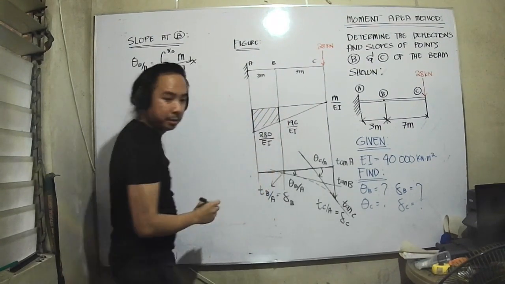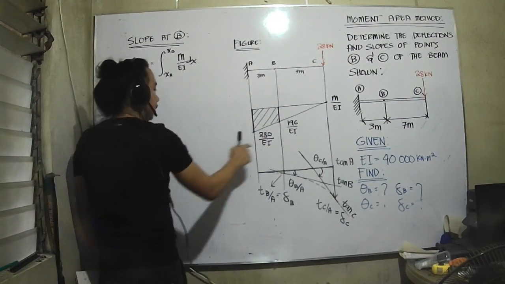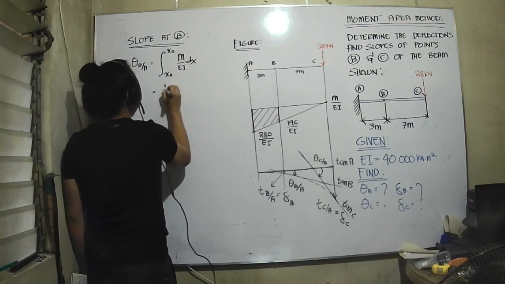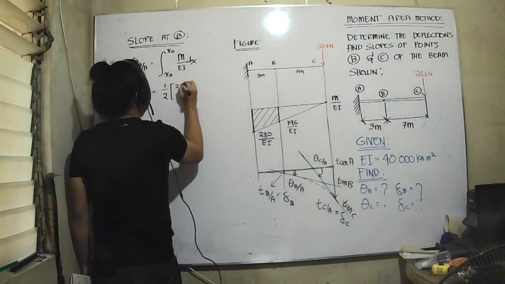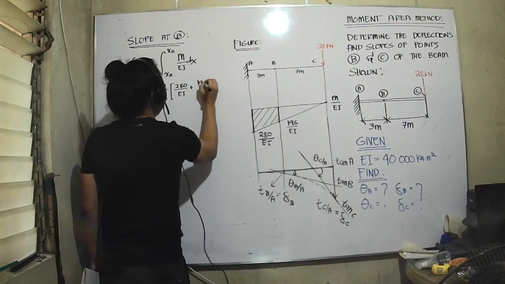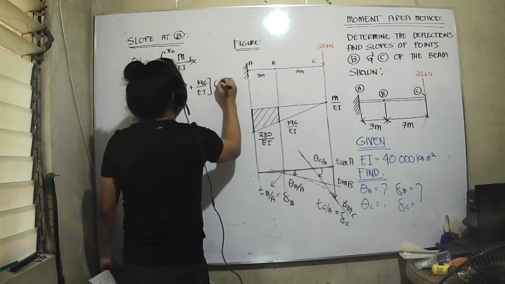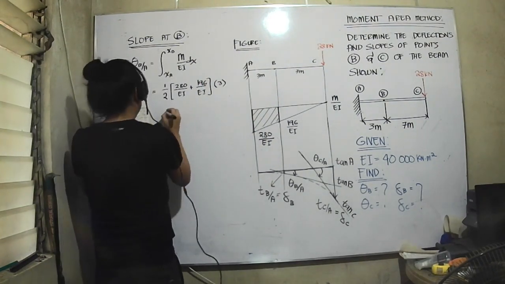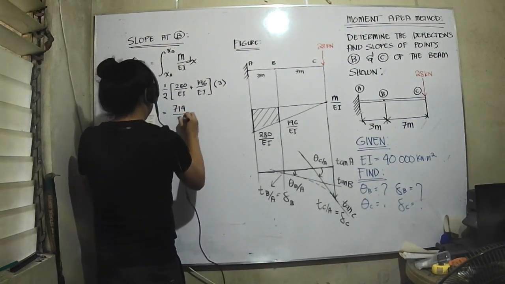How do we solve for that area? We have 280 and 196. So, that is a trapezoid. So, just one half times the average of the heights, which is 280 over EI plus 196 over EI, multiplied by the width, which is 3 meters. And we will just have 714 over EI.